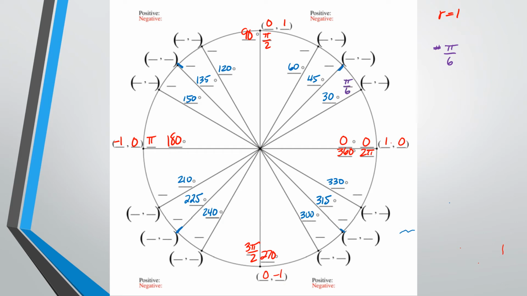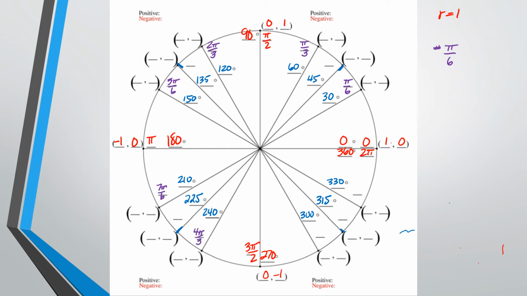That doesn't reduce. 2 pi over 6 reduces to pi over 3. 3 pi over 6 reduces to pi over 2, which is already here in red. Then I would have 4 pi over 6, which reduces to 2 pi over 3. Then 5 pi over 6, which does not reduce. 6 pi over 6 reduces to pi, which is already there in red. Then I would have 7 pi over 6, which does not reduce. 8 pi over 6 reduces to 4 pi over 3.